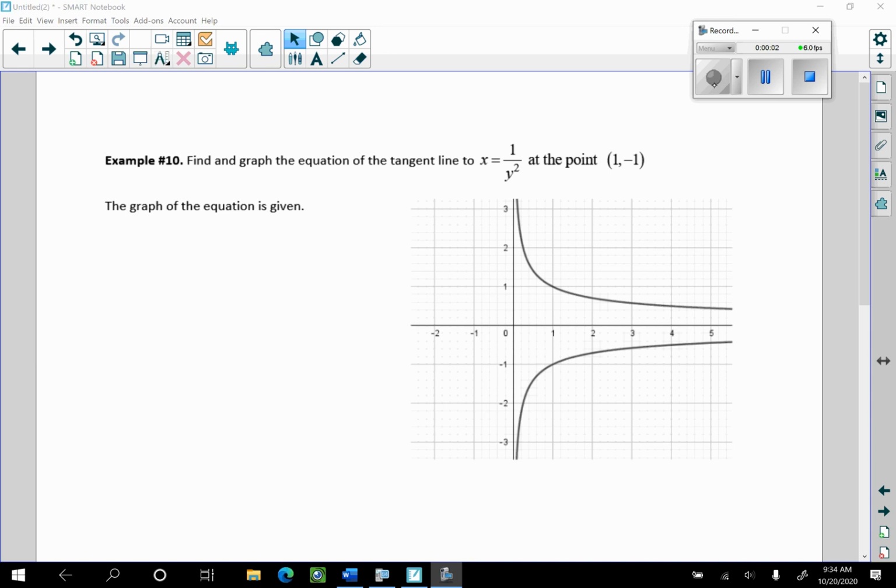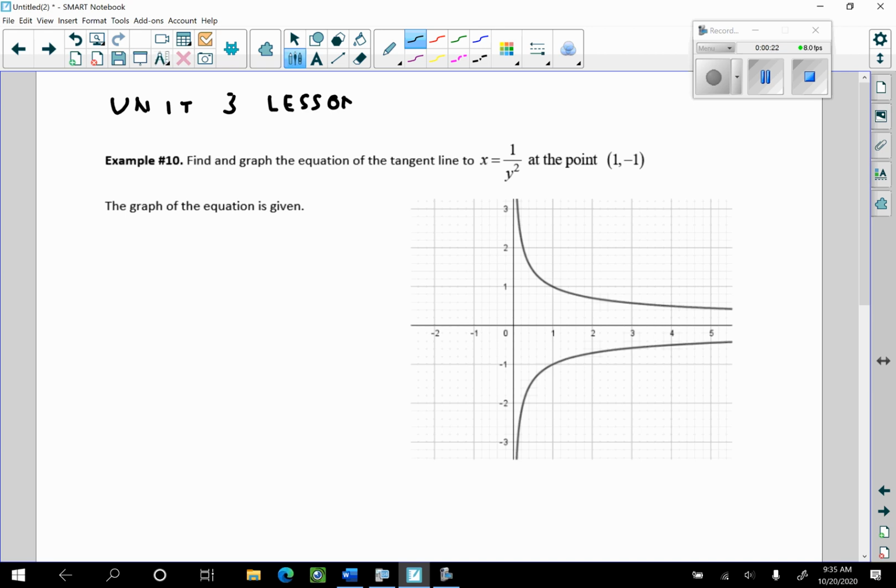Okay, so let's talk about Unit 3, Lesson 2, Example 10. This is Unit 3, Lesson 2, Example 10.